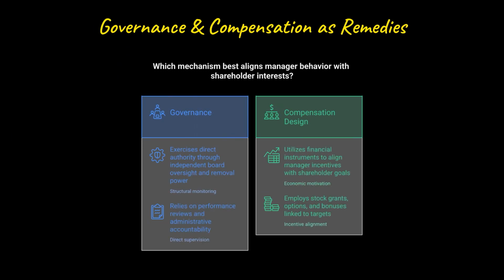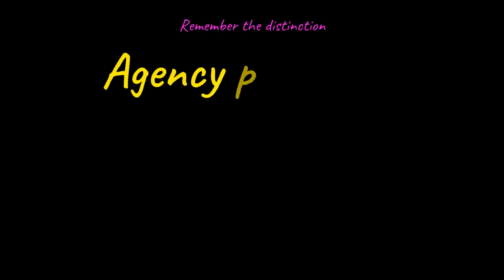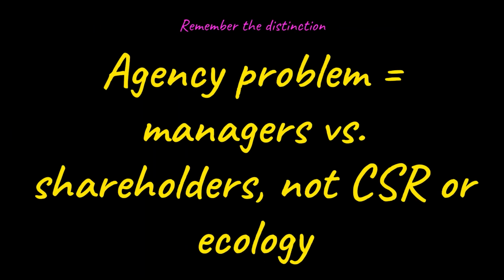An independent board oversees management and can remove underperforming executives. Performance-based pay through stock grants, options, or bonuses tied to financial targets aligns manager incentives with shareholder outcomes. The exam trap is confusing the agency problem with related ethics concepts. Corporate social responsibility, environmental sustainability, and offshoring concerns are all distinct. The agency problem is specifically the internal conflict between managers and shareholders, resolved through governance and compensation design.